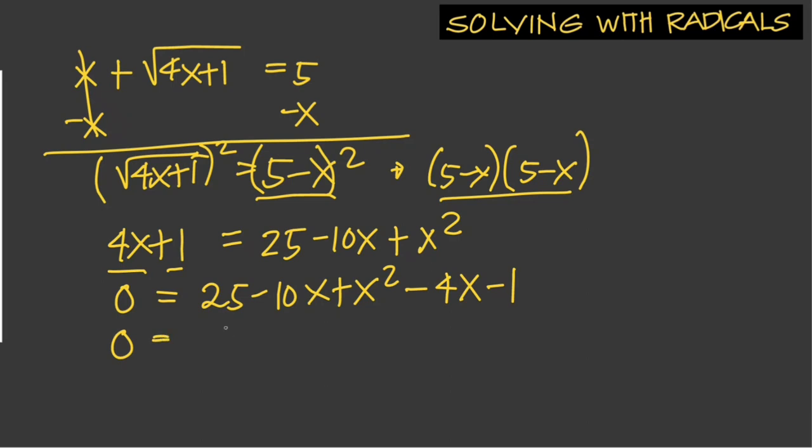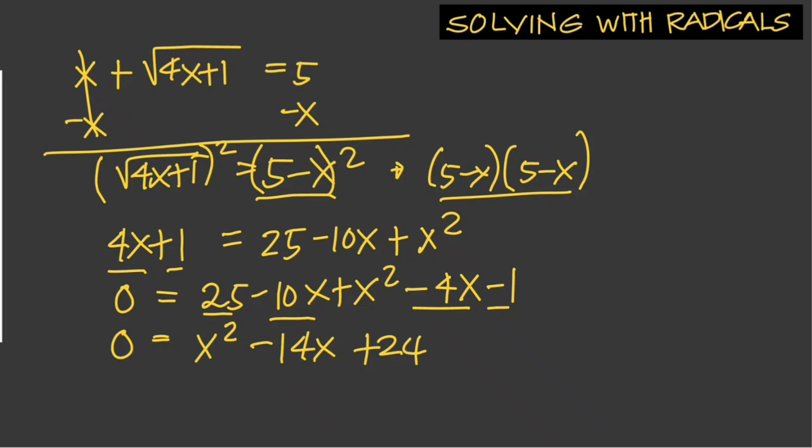And then we group like terms. We start from the highest degree, highest exponent, which is x squared. And negative 10x goes with negative 4x. So that is negative 14x. 25 minus 1 is just 24. And now we can factor this.